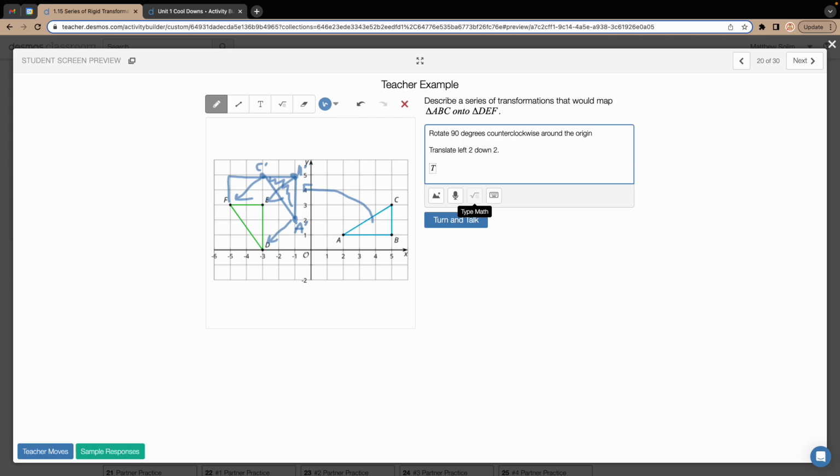You could also go capital T, right? And then left 2, down 2. There's a couple different ways to write it, but you could write it in a full sentence as well. So that's all you've got to do. But the big thing here that I did was I drew that in-between step. Because if I said rotate 90 degrees counterclockwise and didn't draw it, how am I going to know how far to translate it or what to do next? So definitely draw the in-between steps.